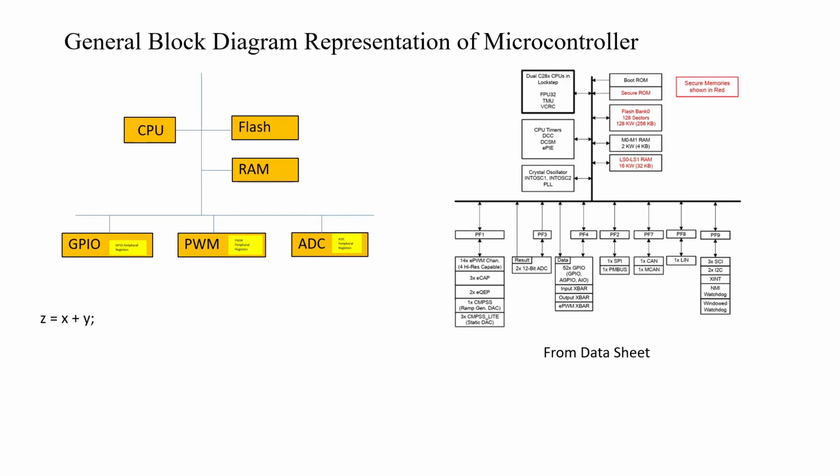RAM is a volatile memory. So whatever data we write, once you switch off the power, the data will go off. Then you have different peripherals: GPIO, PWM, and ADC. Again, you have many other peripherals, but I really don't want to show a lot of things. I just want to keep it simple.